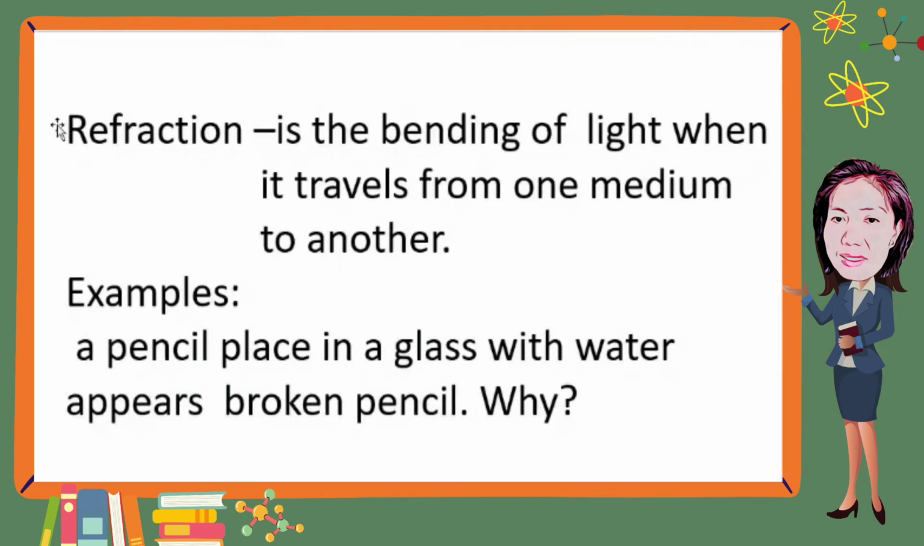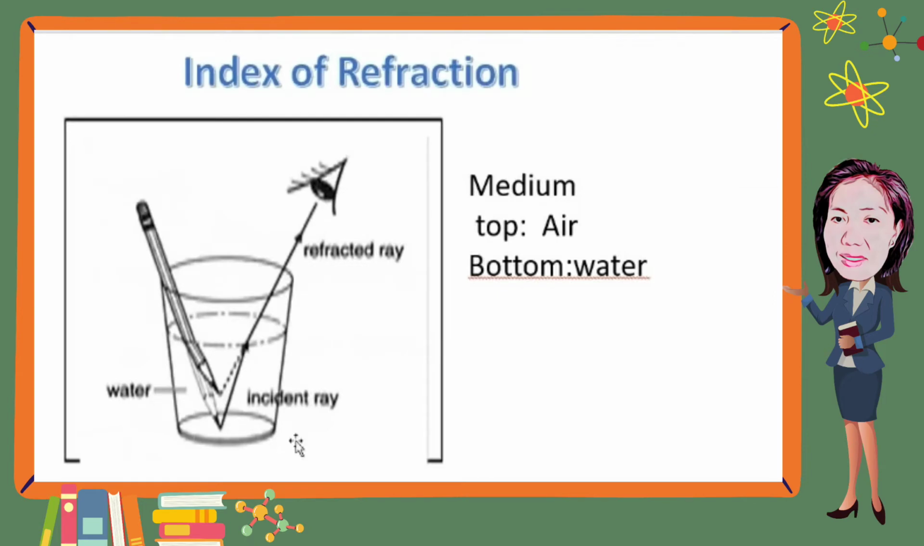Okay, next. Refraction. So refraction is the bending of light when it travels from one medium to another. Take a look at this example. A pencil, for example, class, is placed in a glass with water. Ano kaya ang mapansin natin? Mapansin natin na parang na broken yung pencil. Actually, this is a result of refraction. This is because light travels from one medium to another.